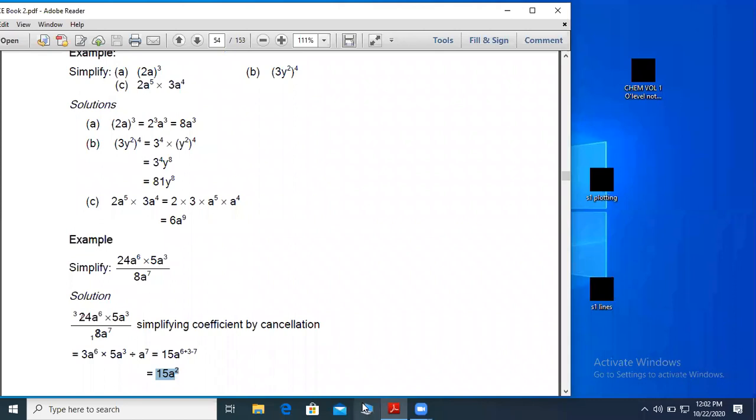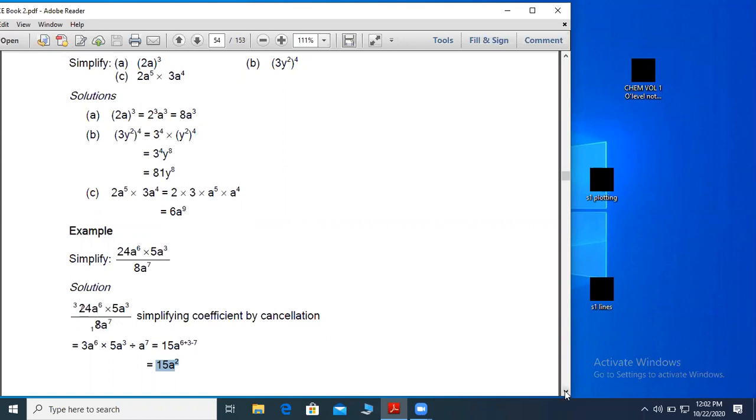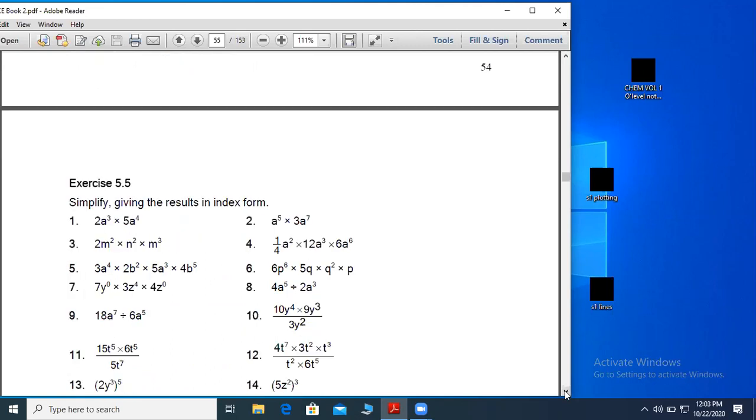So there are very many ways of doing this. Like Nansubuga was suggesting, you would have first gotten 24 times 5, then divide by 8, those digits alone or letters alone. Then you multiply by a power 6 times a power 3 divided by a power 7. For us, let's note that when we are dividing and the bases are the same, we only need to subtract the powers.